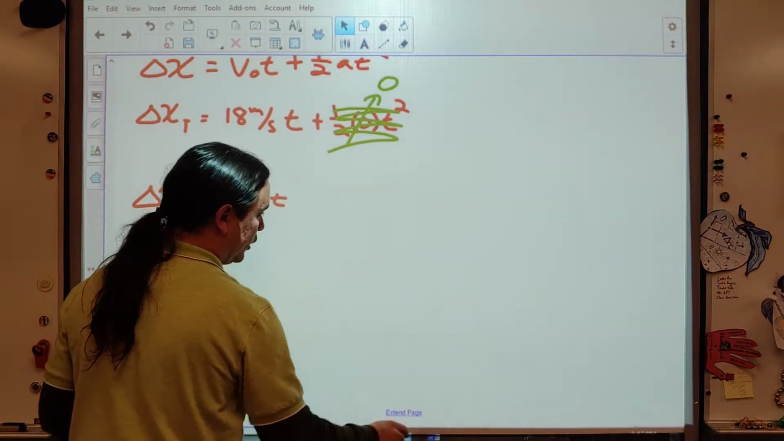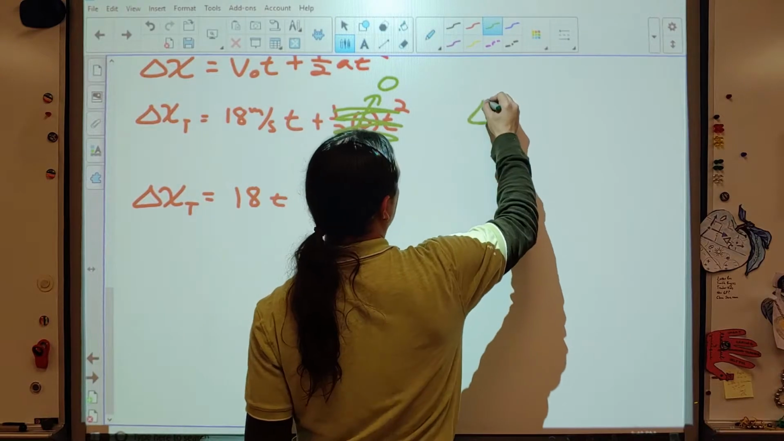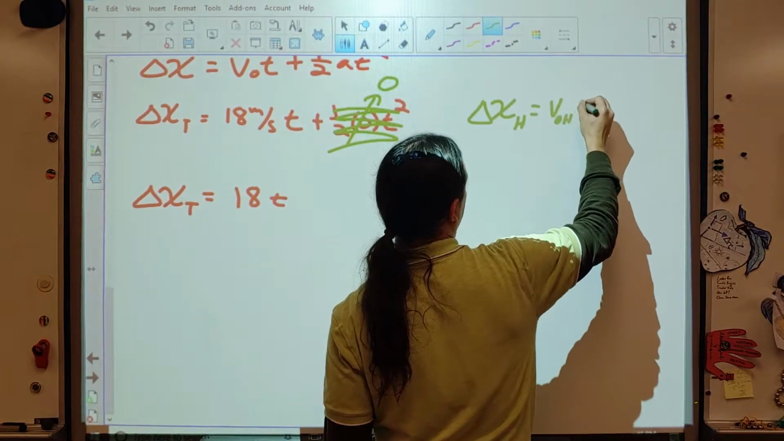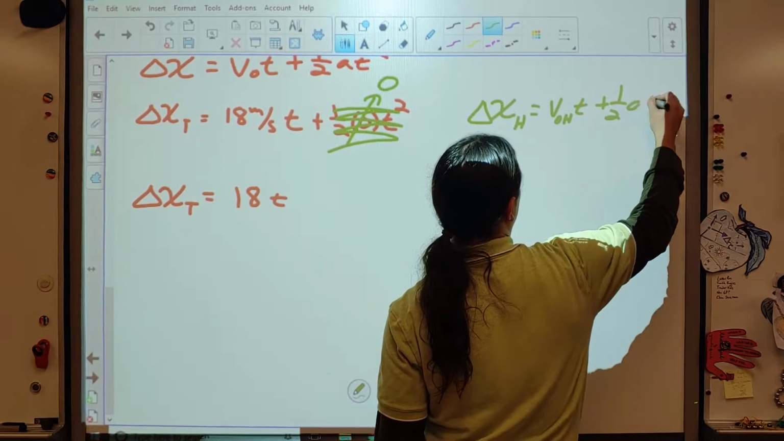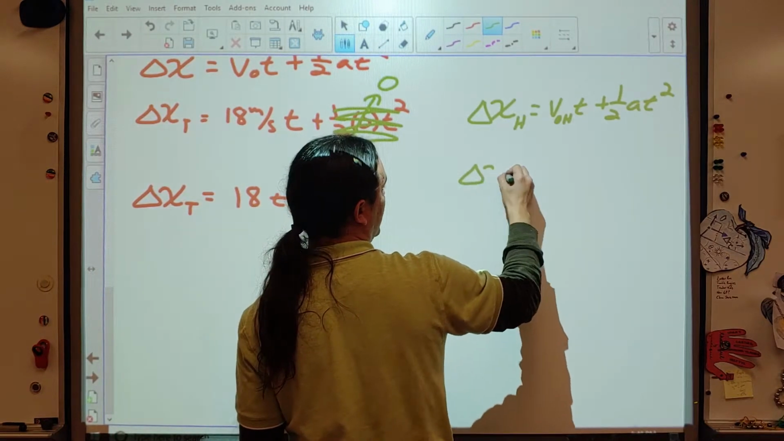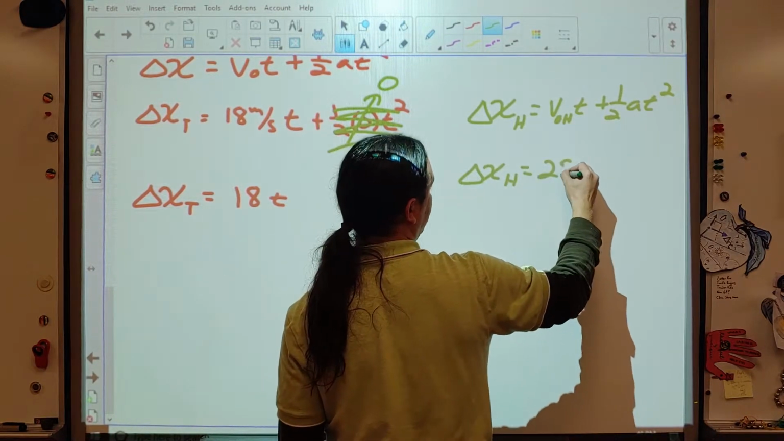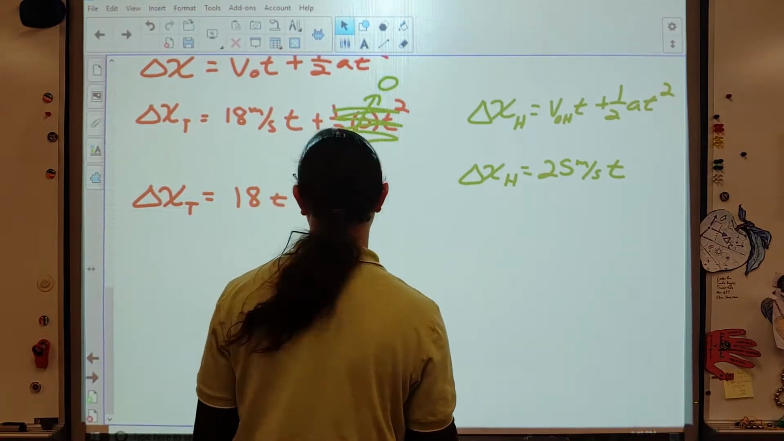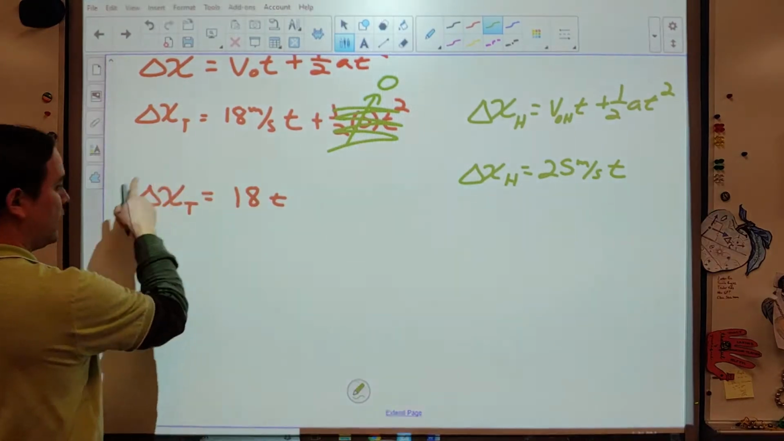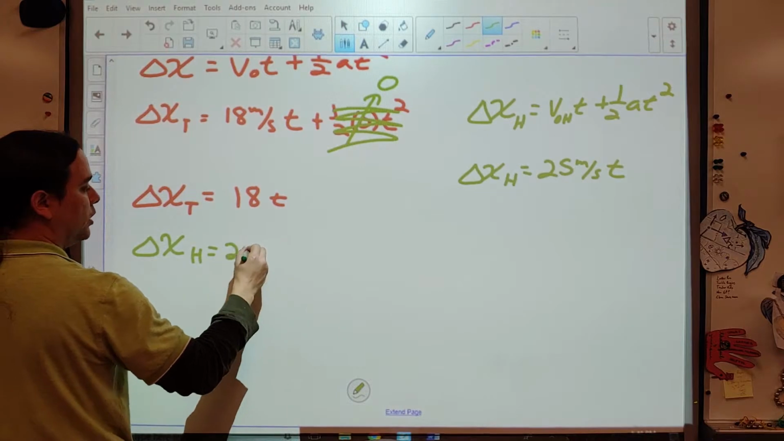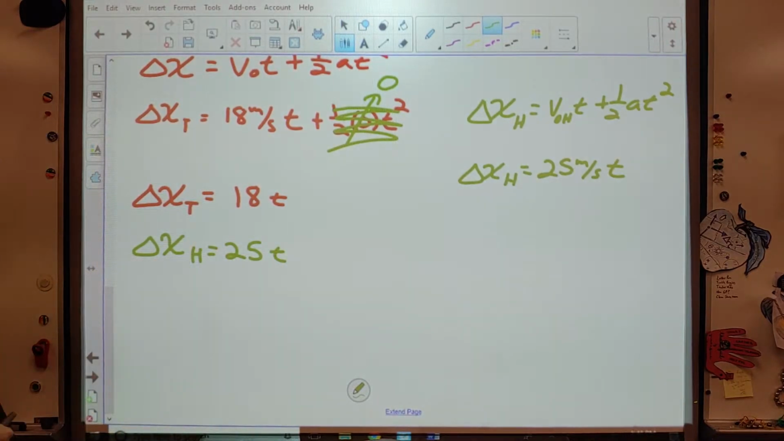Okay, then we're going to look at the other object and run it through. So we've got delta x of the hurricane is equal to the initial velocity of the hurricane times time plus 1/2 at squared. Its acceleration is also 0, so we end up with delta x of the hurricane is equal to 25 meters per second times our time, but we don't know our time. That's okay. So I've got these two equations. I've got one here, and I'm going to write the other one in. Delta xh equals 25t. There's some units in there, but I'm going to be a little lazy with them, okay?